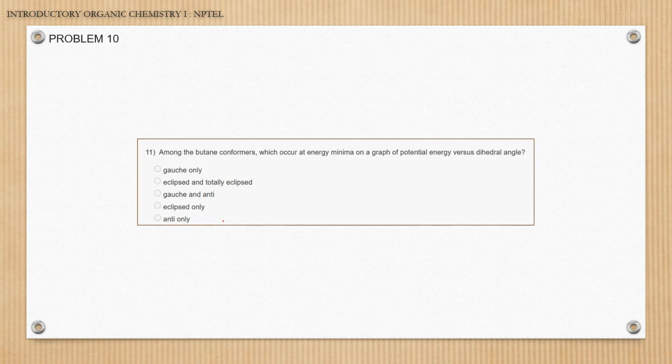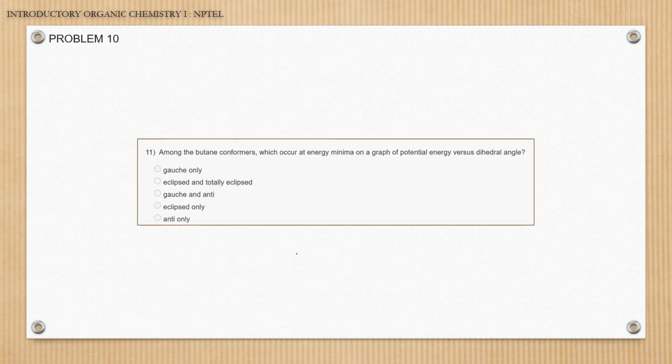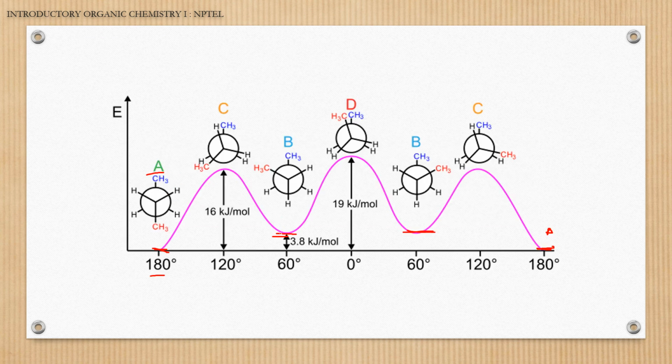So you can basically see that when you are increasing the dihedral angle by 60 degree, after every 60-degree rotation, you will get another set of conformers, right? So you have to see which is having a higher energy, which is having a lower energy. At the minima, you will see that only gauche and anti conformations are there, because eclipsed and totally eclipsed conformations have higher energy than these conformations. So the correct answer will be gauche and anti conformers, which occur at the energy minima of the graph. This is the energy minima. Fine. Any questions? Any doubt regarding this question?